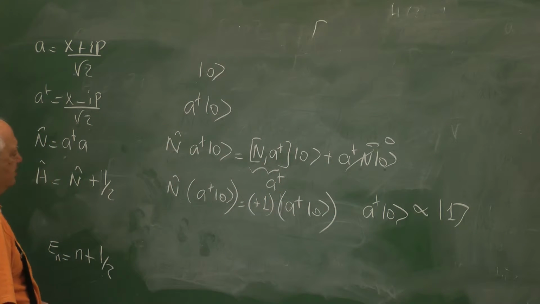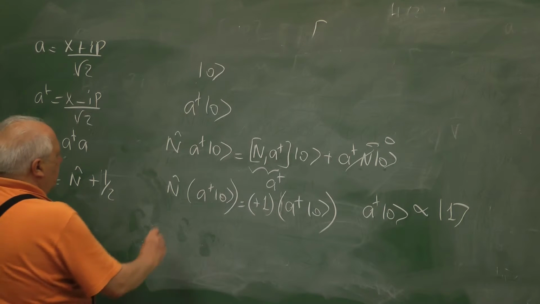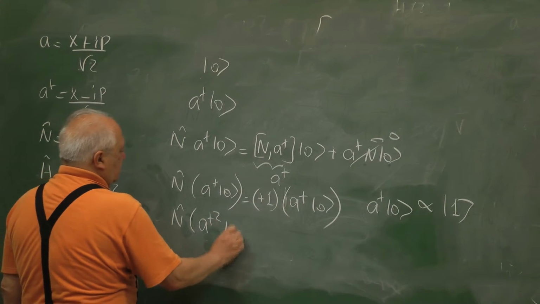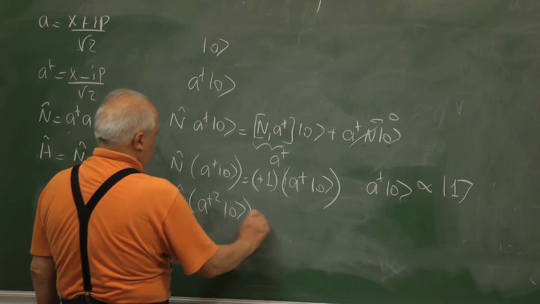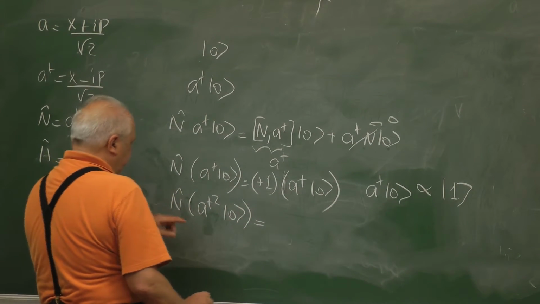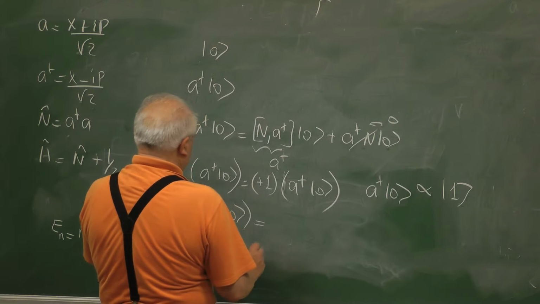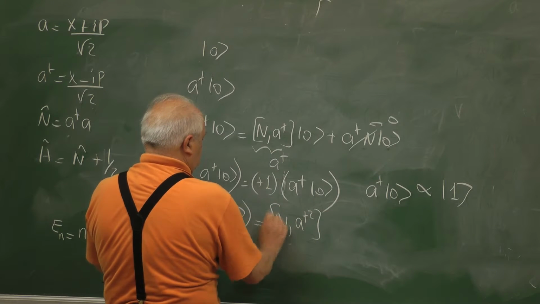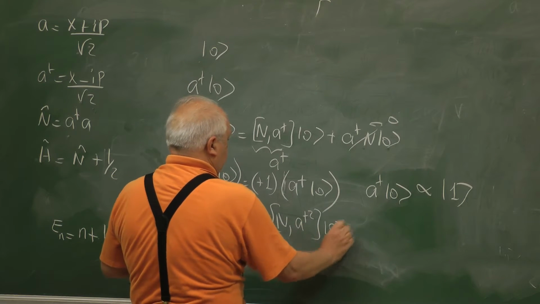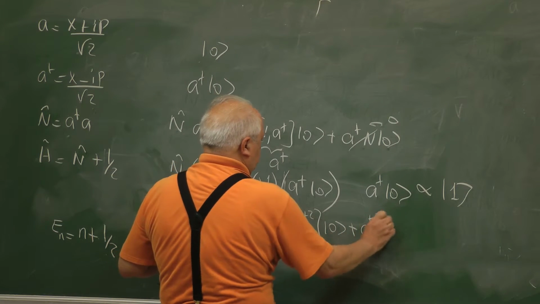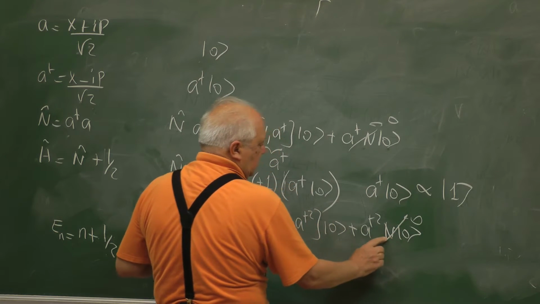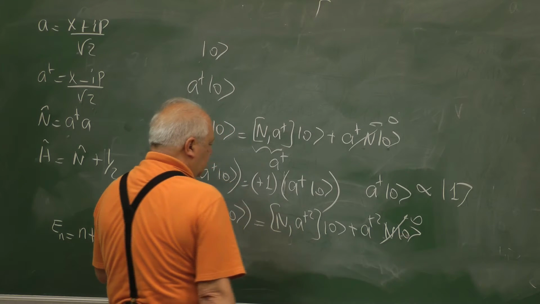Namely n equals 1. Let's do one more. N a dagger square 0 is equal to n a dagger square 0 plus a dagger 2 n 0. That's 0 because of the a. It has a dagger a, and a kills it.